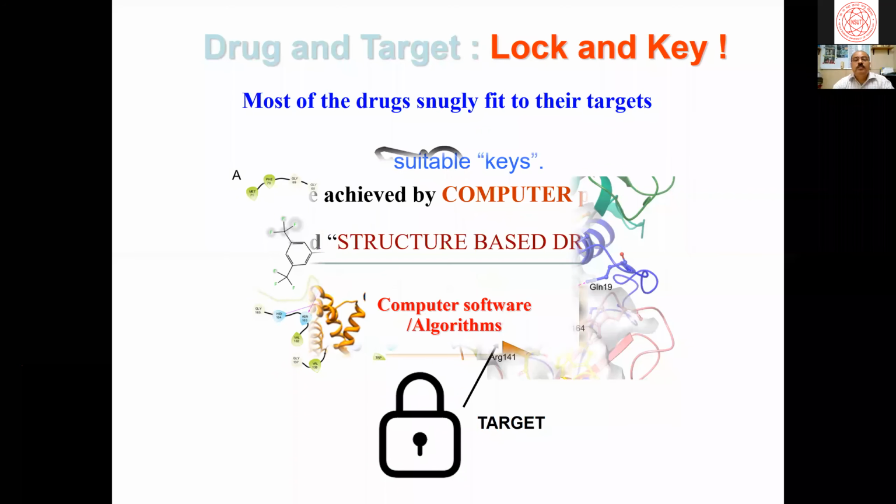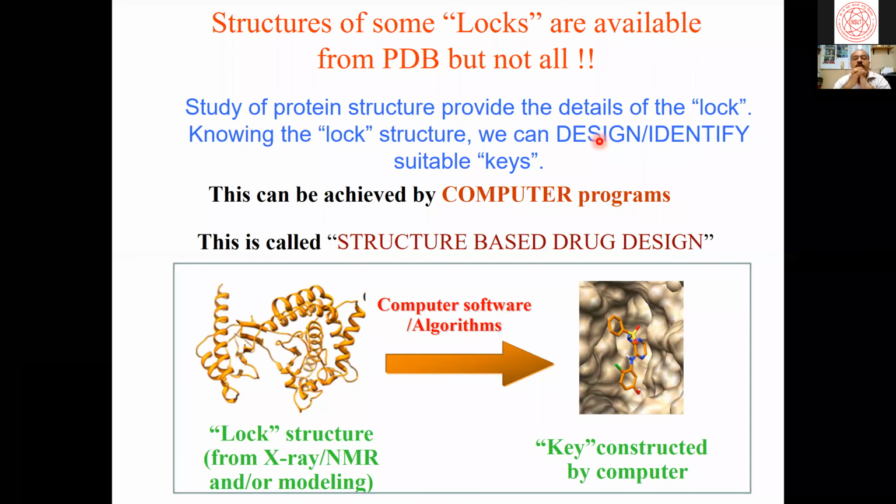Most of the drugs snugly fit to their targets, and this is how a drug or a target essentially works. So structures of some locks are available. PDB is a repository of all these locks. Suppose you want to unlock a particular lock: you first have to go and find the PDB and see if that particular protein you are looking for is deposited there. So the structures of some locks are there.